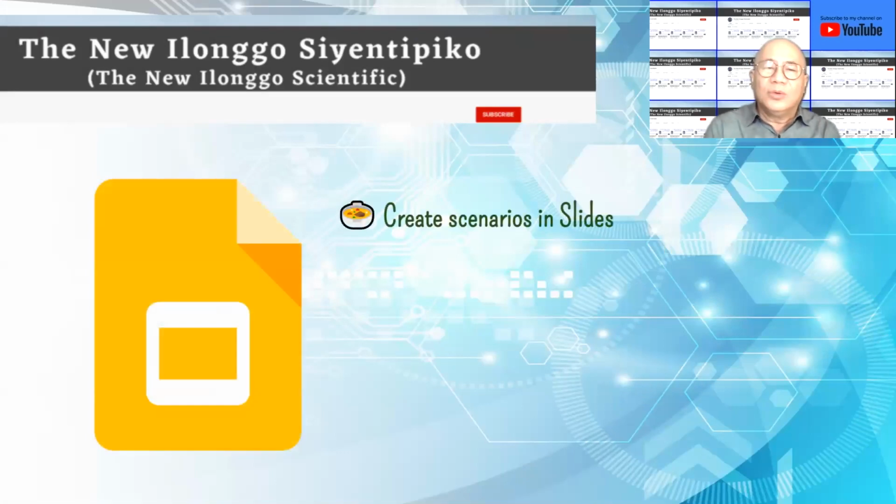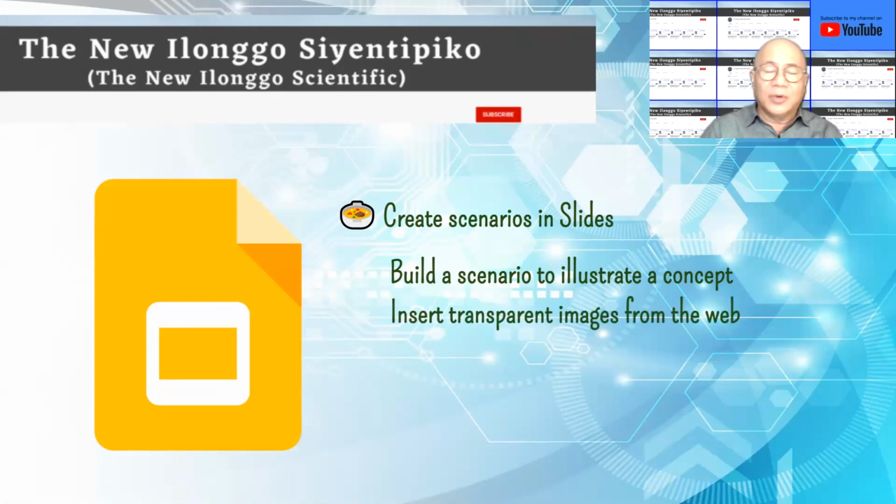The other thing that we can do with Google Slides is to create scenarios in Google Slides. You can insert images from the web in order to build or create a scenario, especially a scenario that can illustrate a concept or a lesson that you are discussing. And in doing so, images can be inserted from the web, and make sure that you insert transparent images from the web to become part of your scenario.